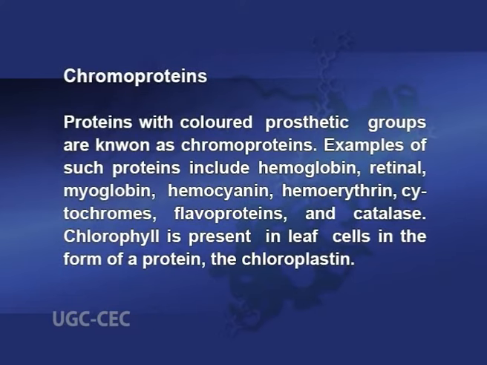The next group is chromoproteins. Proteins with colored prosthetic groups are known as chromoproteins. Examples of such proteins include hemoglobin, retinal, myoglobin, hemocyanin, hemerythrin, cytochromes, flavoproteins, and catalase, etc. Chlorophyll is present in leaf cells in the form of a protein called chloroplastin.